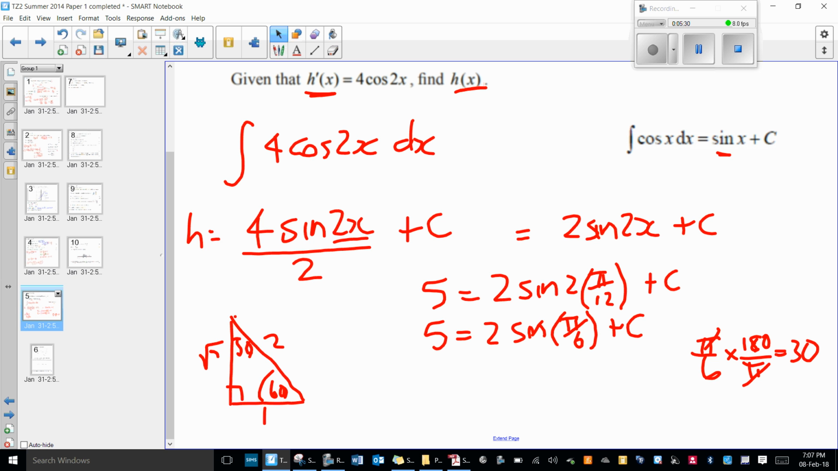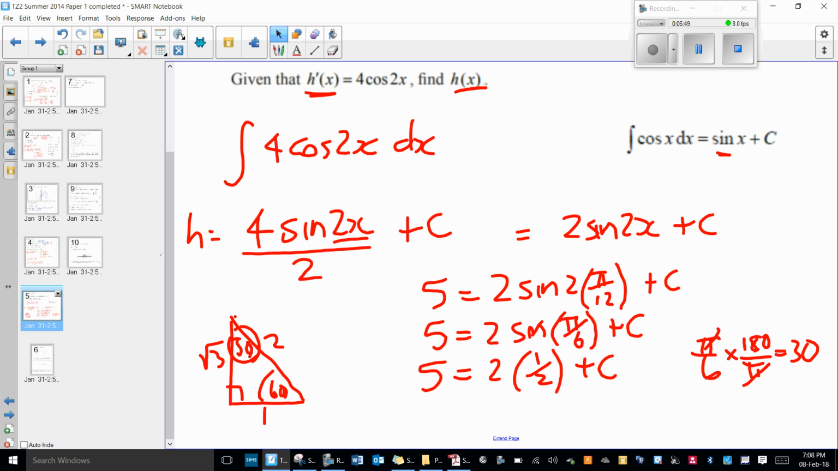So if we're trying to find the sine of pi over 6, we're looking at the sine of this angle here. So that would be opposite over hypotenuse, so that's 1/2. So we've got 5 equals 2 times 1/2 plus c.